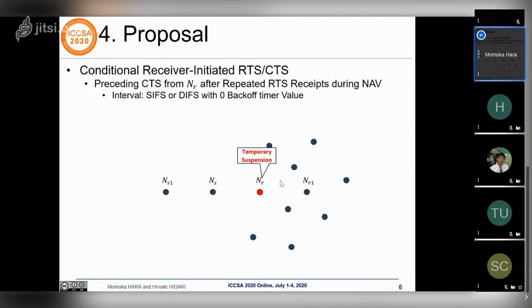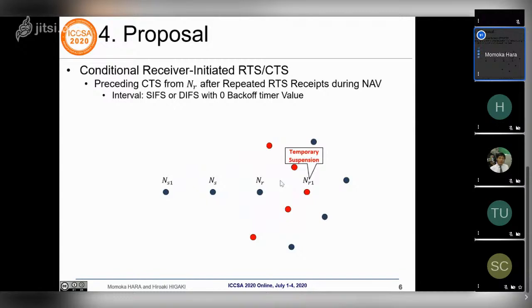In usual RTS-CTS control, an RTS message precedes a CTS message. However, in our proposal, since it is difficult for NR to transmit a CTS message in response to receipt of an RTS message, NR sends a CTS message without waiting for receipt of an RTS message. In order for NR to transmit the CTS message before it is required to set its NAV by its neighbor nodes, when its last NAV period expires, it sends the CTS message after SIFS interval or usual DIFS interval with 0 backoff timer value. Since an RTS message from its neighbor node is transmitted after DIFS with random backoff timer value, NR can send the CTS message beforehand.